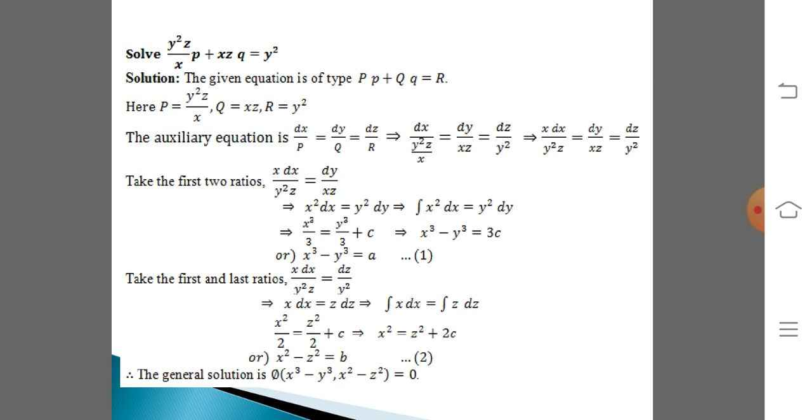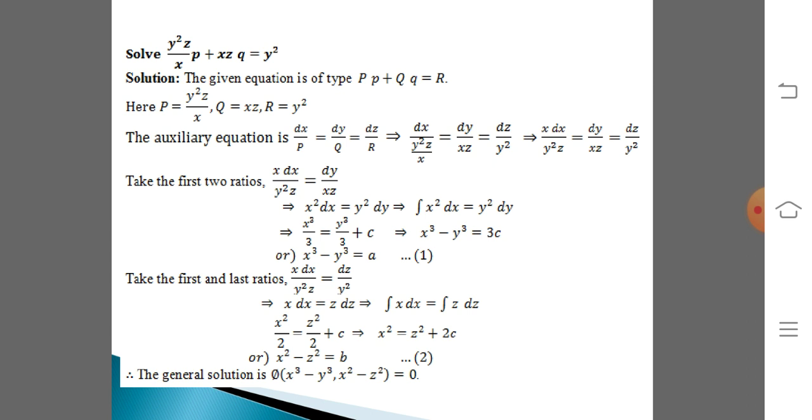So the first term dx by (y square z by x) can be taken as x dx by y square z. So we have x dx by y square z equal to dy by xz equal to dz by y square. Now you look at the first two terms in the auxiliary equation. x dx by y square z equal to dy by xz. Just consider these two ratios. Look at the denominator. So we have z on both sides of the denominator.